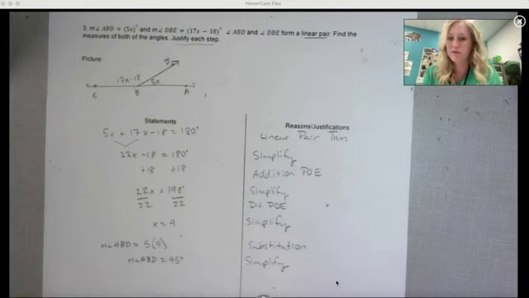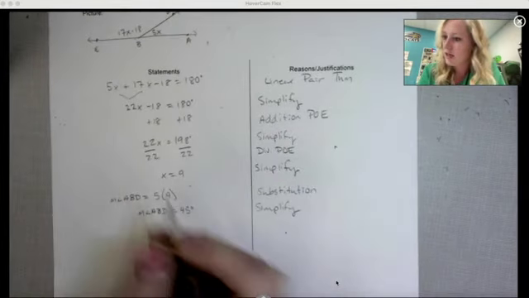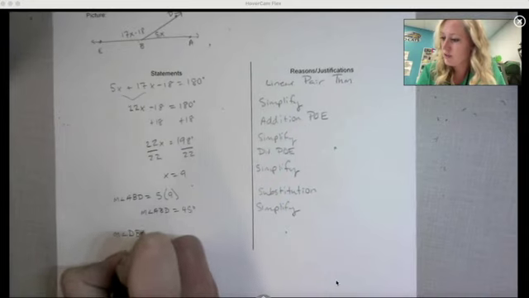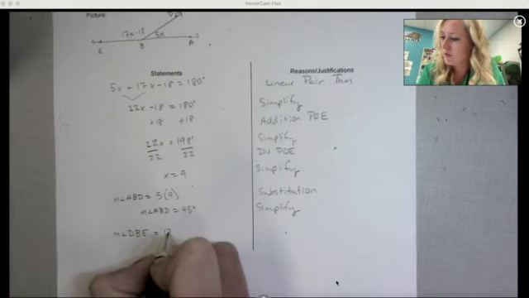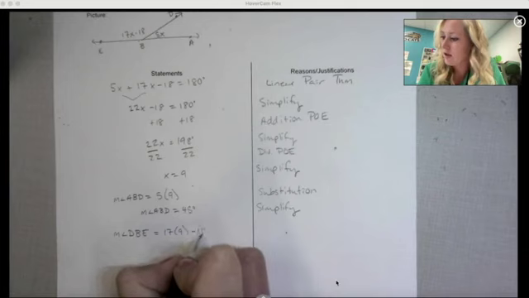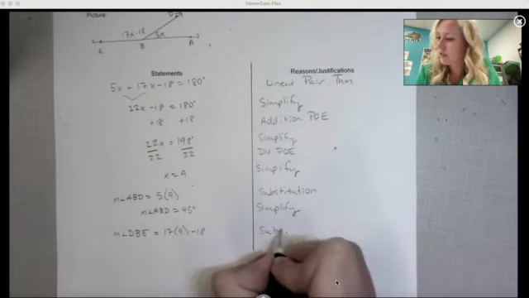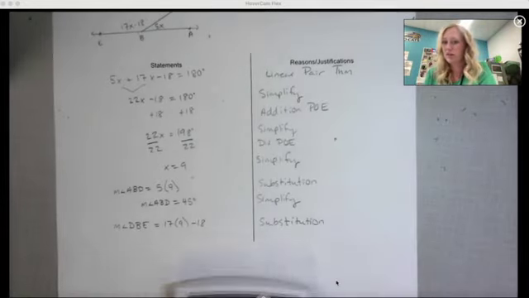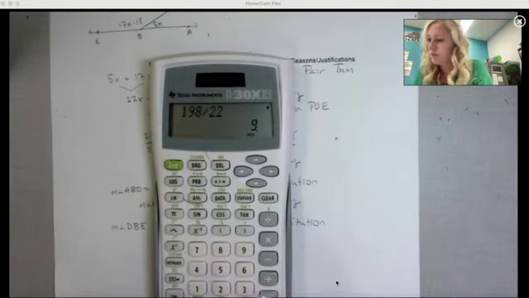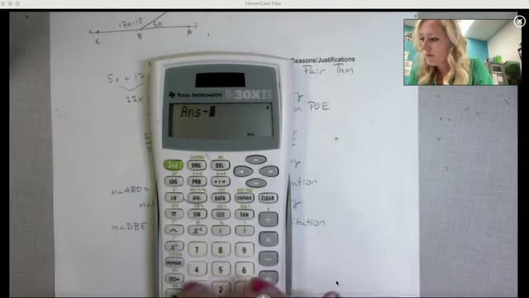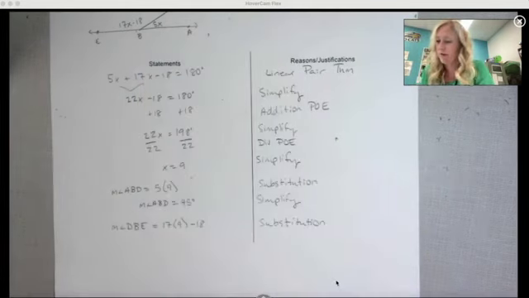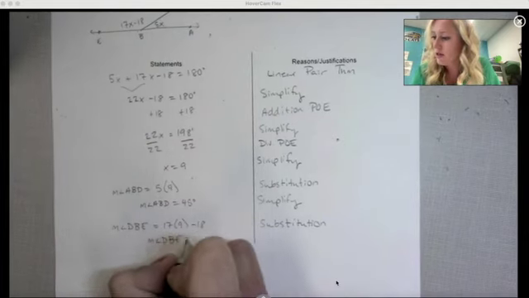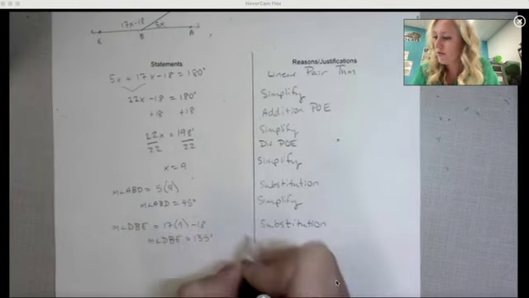Now we're going to do the same thing for the other angle. We're going to take the measure of angle DBE, which was 17x minus 18, but we're substituting in 9 for x. So again, we're using substitution. We're going to do 17 times 9 and then minus 18. And we get 135. So the measure of angle DBE is 135 degrees.